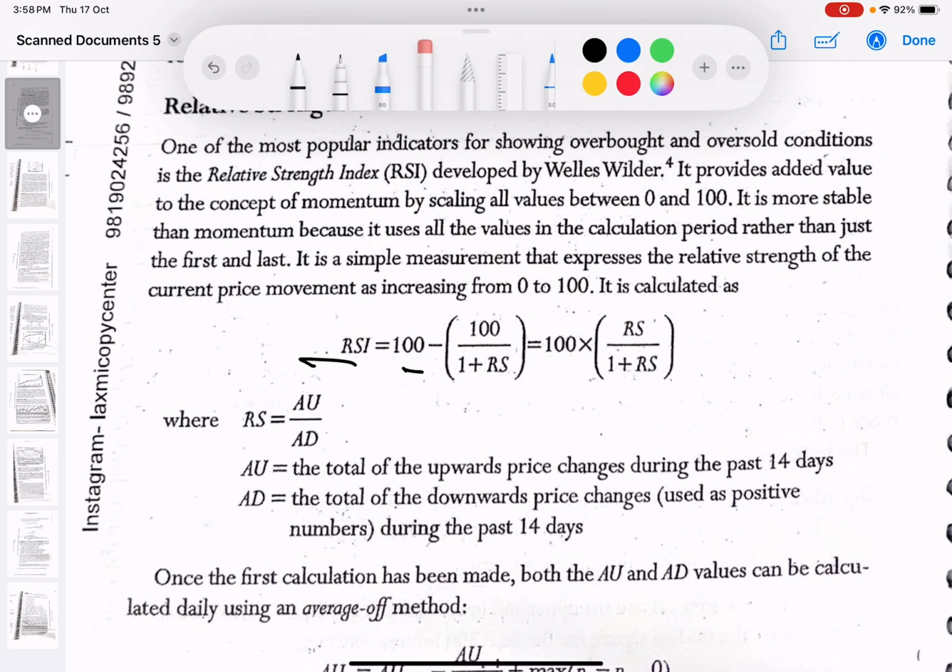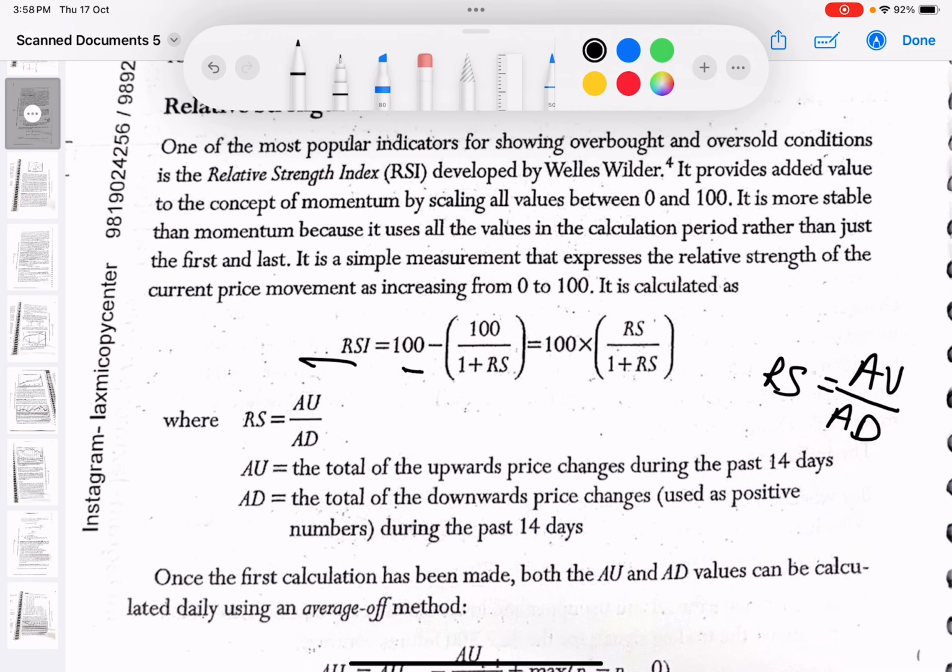So to find RSI, you are going to divide the total of the upward price changes in the given period of time, which is 14 days, by the total of the downward price changes in the given 14 days. However, you need to keep in mind that the price change is always taken in the positive form. So relative strength is AU upon AD, where AU is the total upward price change in the past 14 days and AD is the total downward price changes.